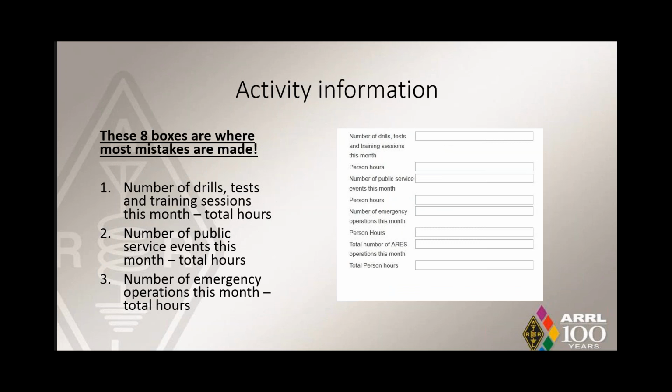Activity information. These 8 boxes are where most of the mistakes are made. So we're going to spell these out step by step here. First, the number of drills, tests, and training sessions this month, and the total of hours. This is going to come from the EC monthly report. You just add these up.